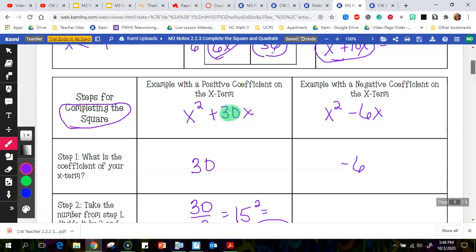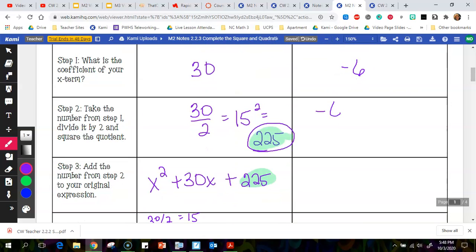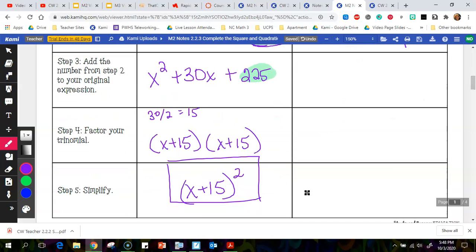Okay, so take -6, divide it by 2, and then whatever you get, square that. -6 divided by 2 is -3. -3 times -3 is 9. So it's still going to be a +9. So my expression is going to be x squared minus 6x plus 9.